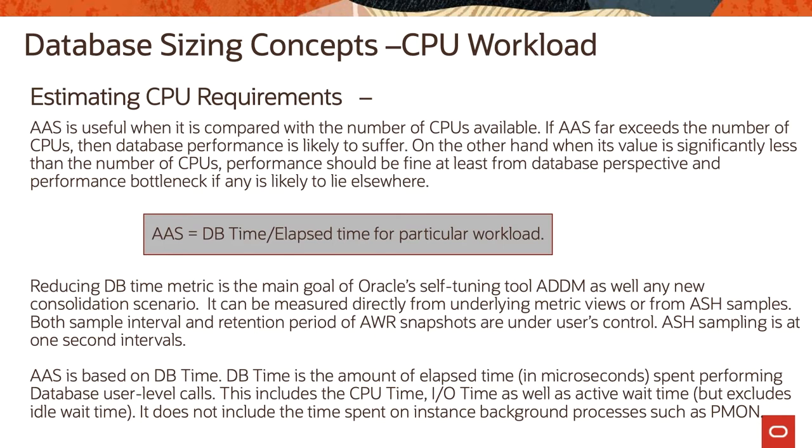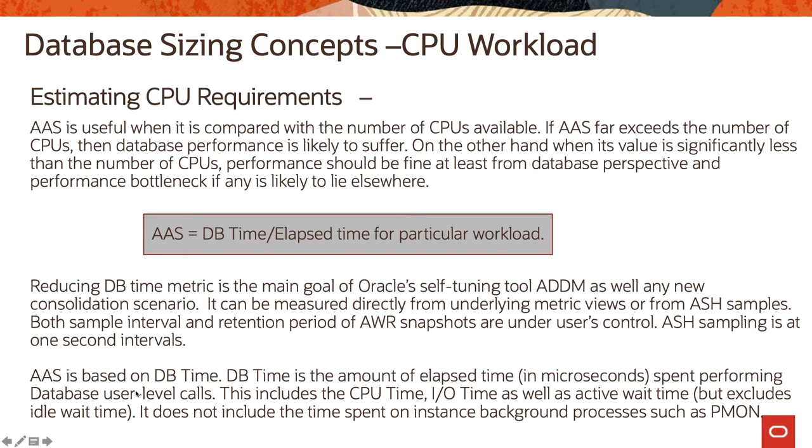Average active session is DB time over elapsed time for a particular workload. And reducing the database time metric is the main goal for Oracle's self-tuning tool, ADDM, as well as any new consolidation scenario. It can be measured directly from the underlying metric view from active session history samples. Both the sample interval and retention period of AWR snapshots are under the user's control. Active session history sampling is at a 1 second interval, which we discussed in our previous session.